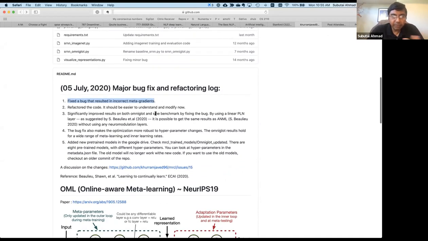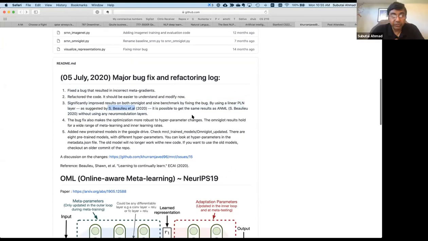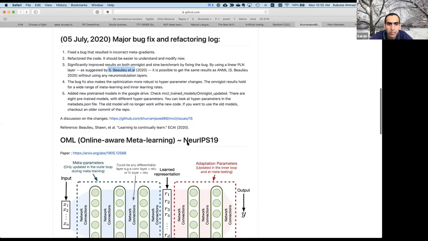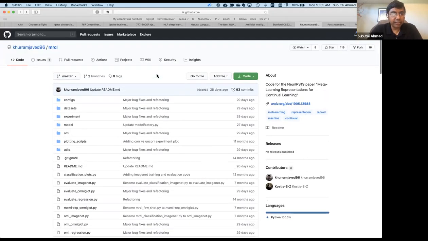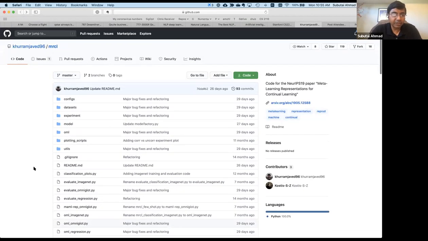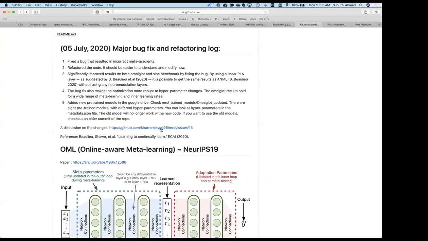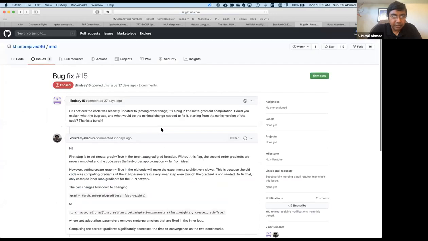Probably in PyTorch. And then he says significantly improved results on both Omniglot and his sign benchmark using a linear PLN layer, as suggested by the ANML paper here. It's possible to get the same results as ANML without using any neuromodulation layers. So overall, all of his results are improved, and in this particular case, they can mimic ANML. This repository is active, and he's still constantly making changes on it. I think this is his master's thesis, so he's still working on that. I guess there's a whole discussion here which I didn't really look at. Okay. Anyway.